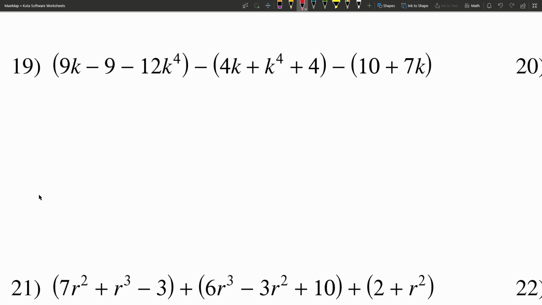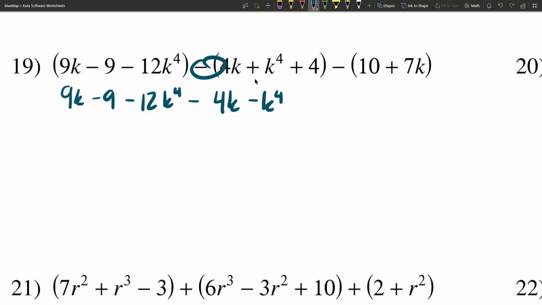Moving on to number 19, again, 3 different polynomials where again, both the second and third ones are subtracted. So we're going to need to remember to distribute that through. So writing this, we're going to have 9k minus 9 minus 12k to the 4th minus a 4k minus a k to the 4th and then minus 4. And then now on to our last one, that's minus 10 and then minus a 7k.